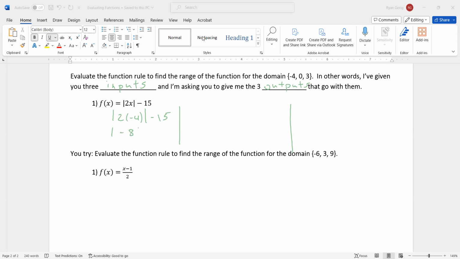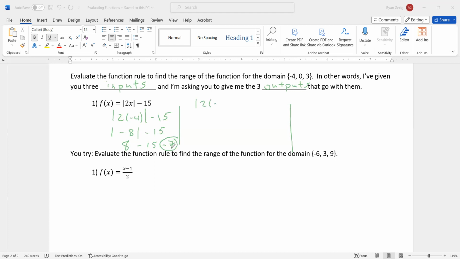That's -8. Once I get a single number inside the absolute value bars, I do the absolute value. So what that means is, how far is -8 from 0? Well, it's 8 units. Not negative anymore. It's 8 units from 0. Then I subtract 15 to finish it up, and I get for the first one, -7. That's the first one. Second one is 0.